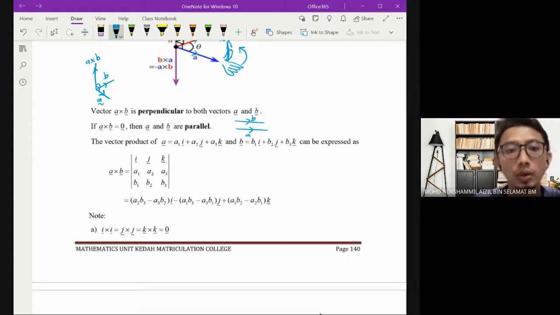So let's proceed on how we do it algebraically. Algebraically, we calculate A cross B using a concept similar to the determinant.